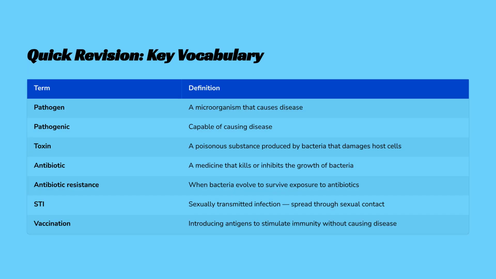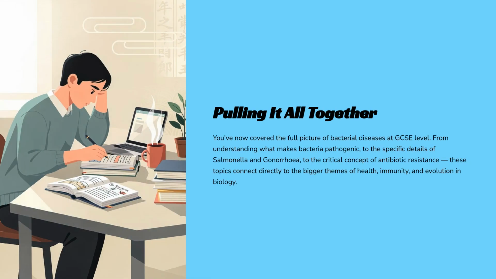Finally, here's a glossary of key terms. Ensure you can define pathogen, toxin, antibiotic, antibiotic resistance, STI, and vaccination. Mastering this vocabulary is a foundational step in your GCSE Biology success. We've covered the full picture of bacterial diseases at the GCSE level. From understanding what makes bacteria pathogenic, to the details of Salmonella and Gonorrhoea, to the critical concept of antibiotic resistance, these topics connect directly to biology's core themes.